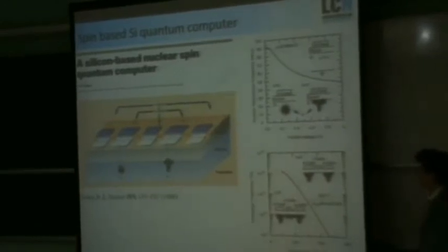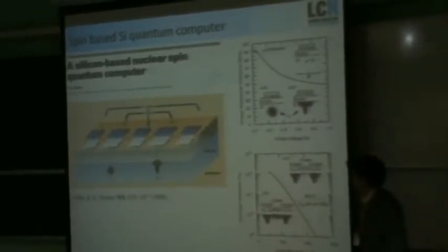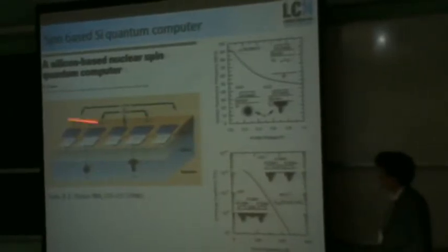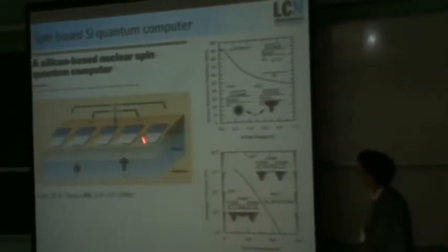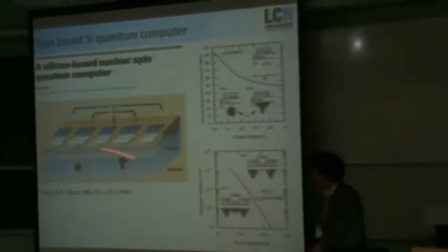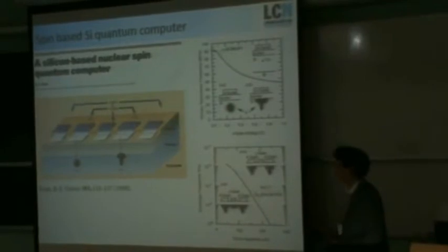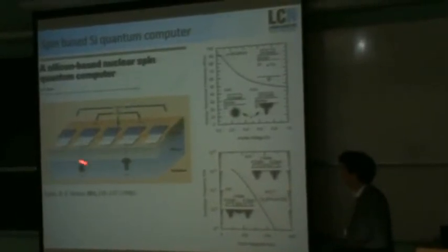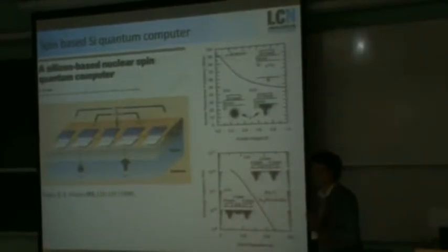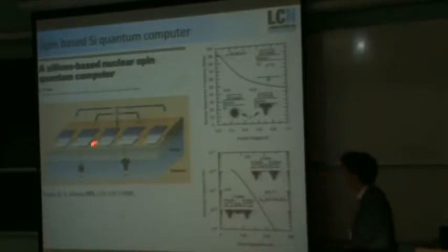So really, a lot of what's driven my research is Bruce Kane's proposal of the silicon quantum computer. This is probably nothing new to a lot of people here. But basically, what this device consists of is a sequence of qubits that are defined by individual donor atoms in a silicon substrate.